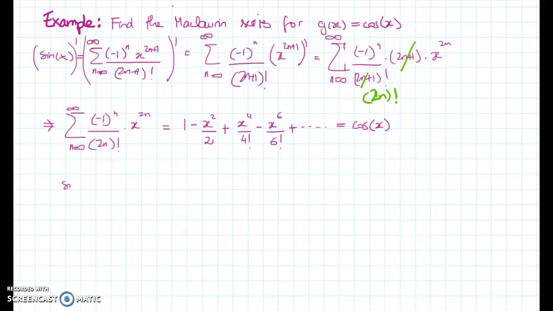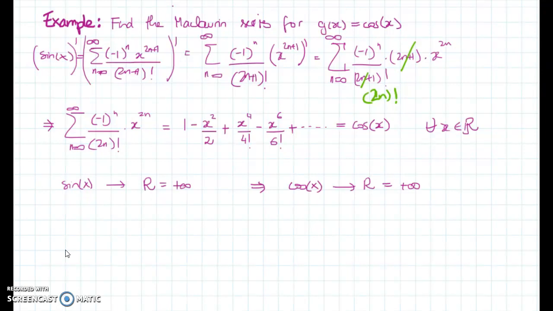For sine of x, I hope by now you found that the radius of convergence is actually infinite. It converges for all real numbers. So for the new power series we found, the radius of convergence is also infinite. So this is for all x in the real numbers. And in this case, we don't have any endpoints to check for the convergence.